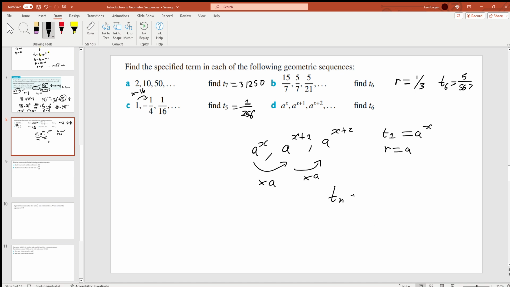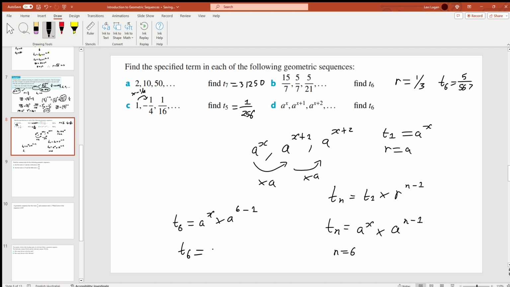So we have t of n equals t of 1 times by r to the power of n minus 1. T of n equals a to the x times by a to the power of n minus 1. And then we want the sixth term, so n equals 6. So t of 6 equals a to the x times by a to the 6 minus 1. So therefore t of 6 is going to be a to the x times by a to the 5. So therefore you're going to have a to the x plus 5 is your sixth term.